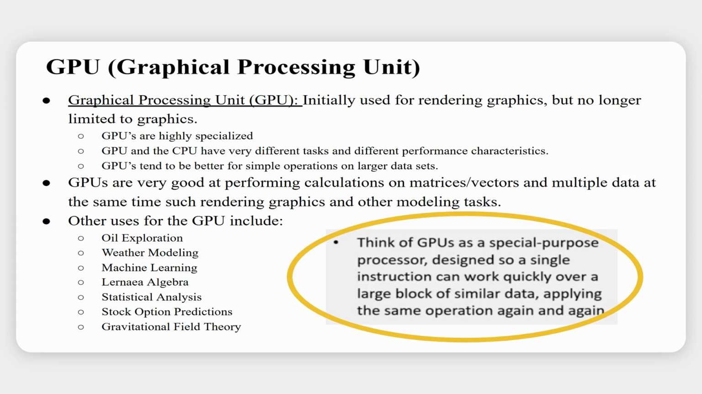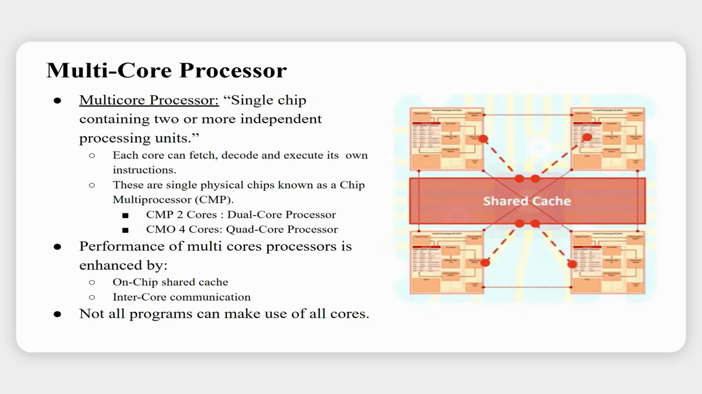gravitational field theory. Think of GPUs as a special purpose processor designed to do a single instruction that can work quickly over a large block of similar data, applying the same operation again and again. That's why they're really good for graphics and video games, because you're doing the same sort of linear calculations and rendering again and again, but very quickly, to have a functioning video game.